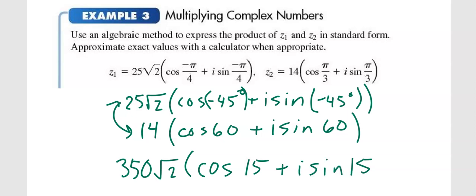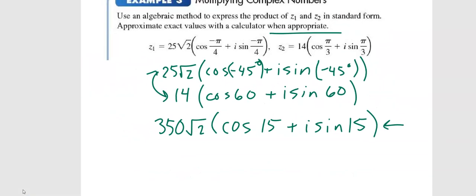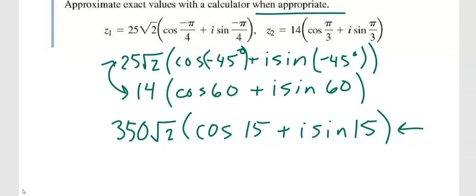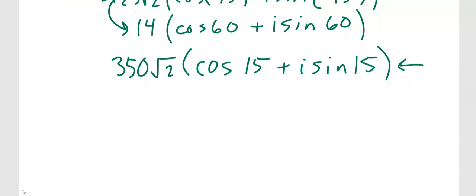Now they did say back up here to approximate exact values with a calculator when appropriate. I don't know why you're approximating exact values with a calculator. Oh, I see what they mean. They mean put in decimals. I thought they were talking about radicals, and I'm like, why would we approximate? Anyway, cosine 15, we could do something with radicals if we wanted to go back to half angles, but there ain't no way we're going back to that in this particular situation. So we really just need to use our calculator.